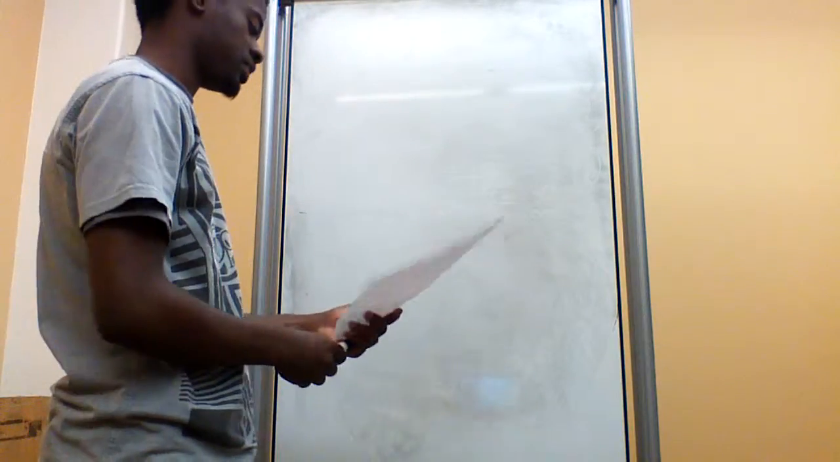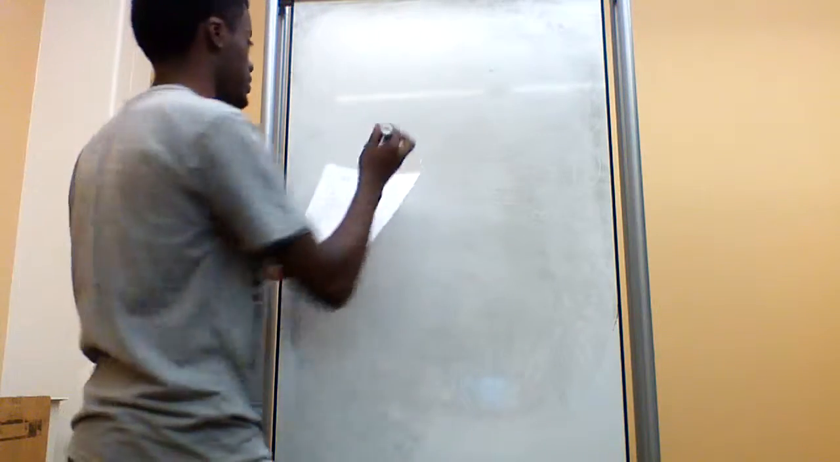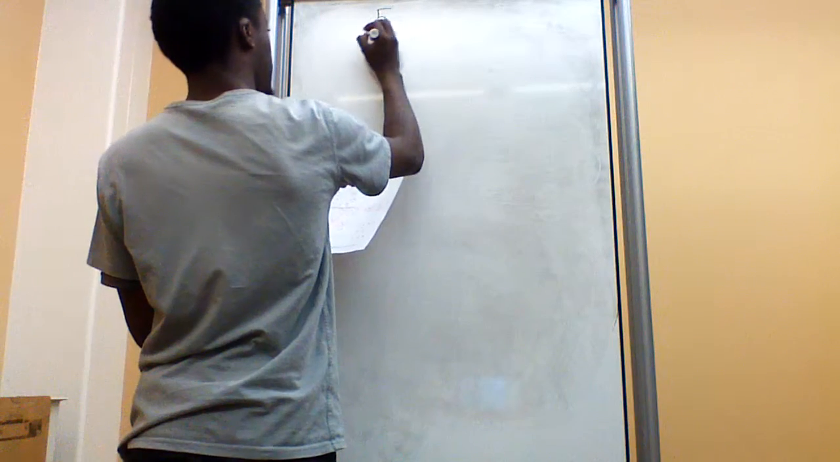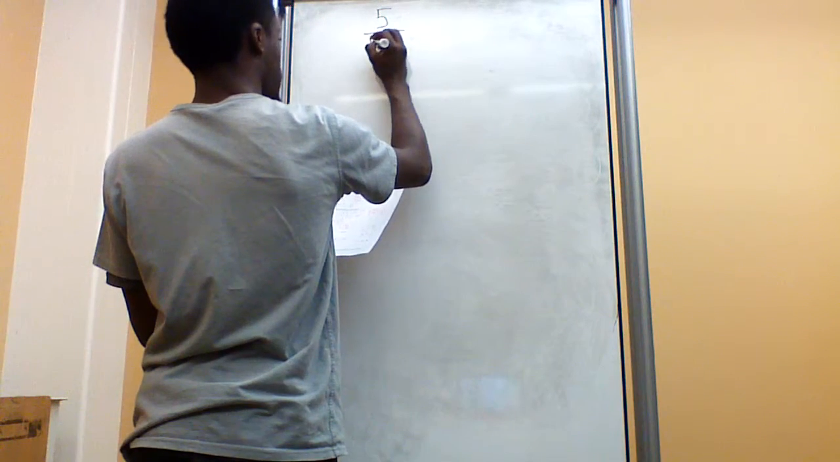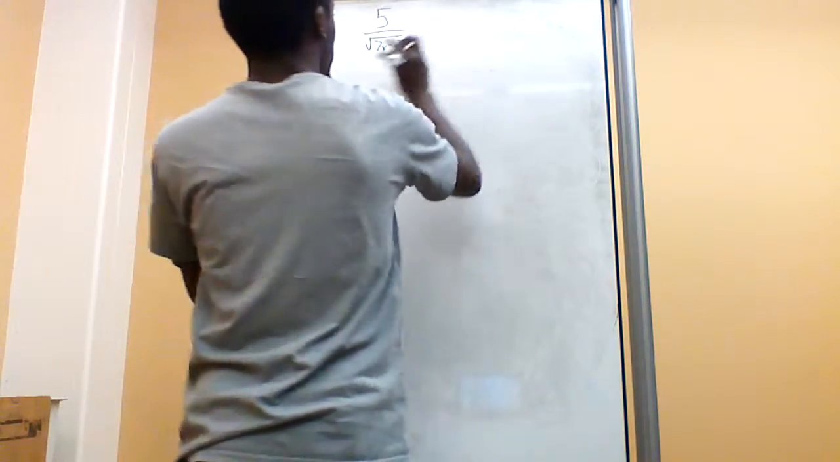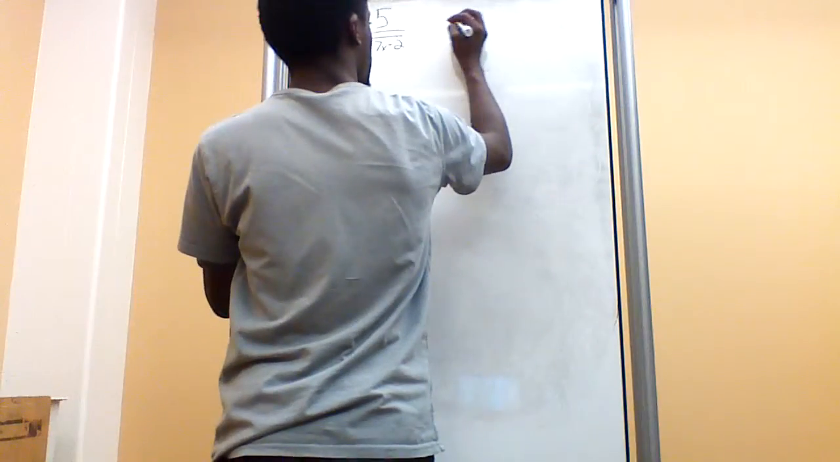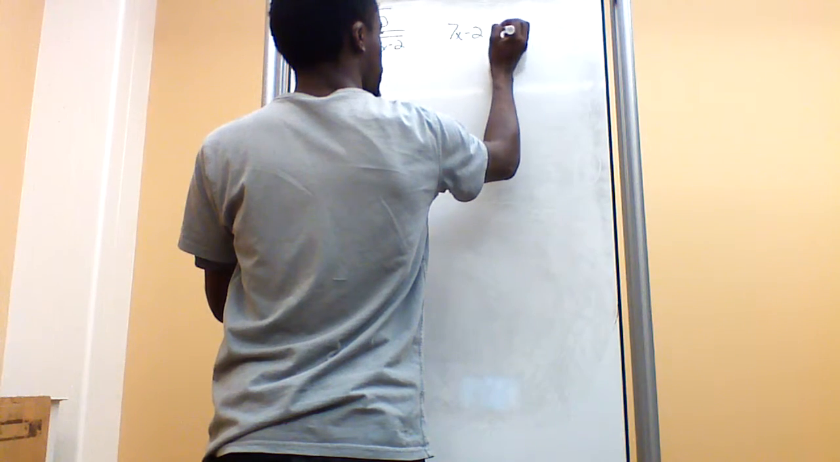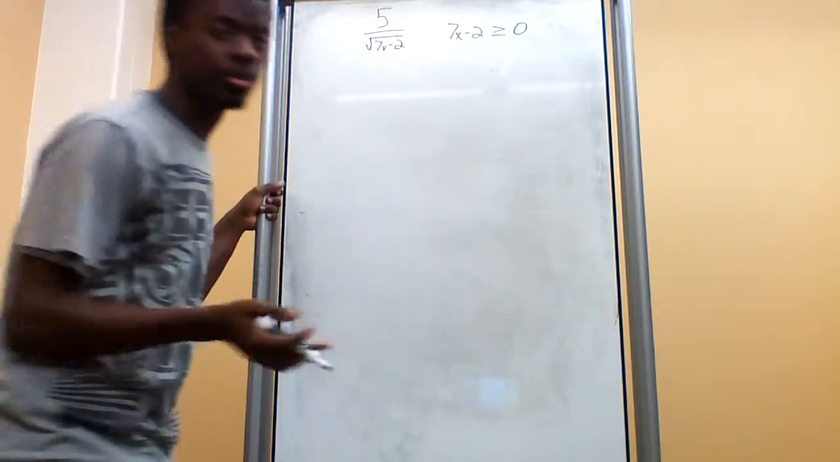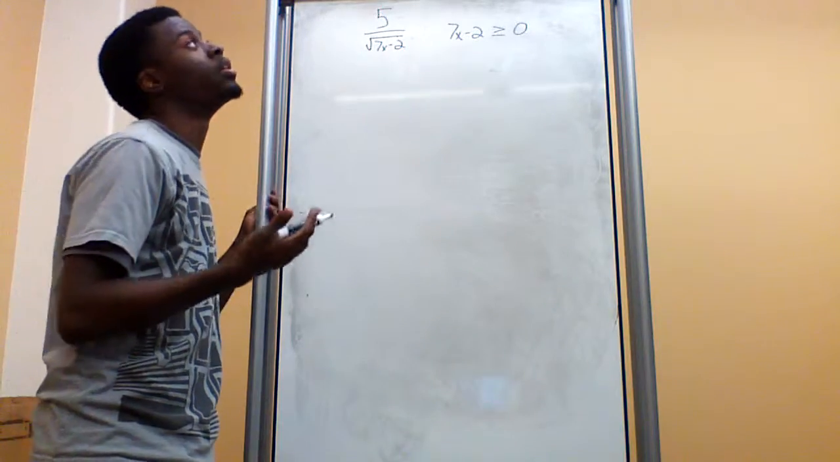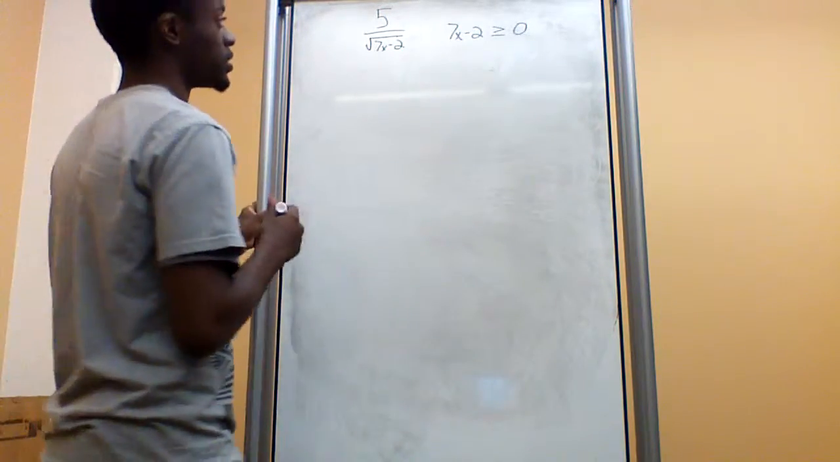Number 5, it says determine where the function is continuous. And the function is 5 over the square root of 7x minus 2. So what we're going to do is make an inequality for the radical at the bottom. So 7x minus 2 is greater than or equal to 0. We do greater than or equal to 0 because we want to see where the function is continuous.